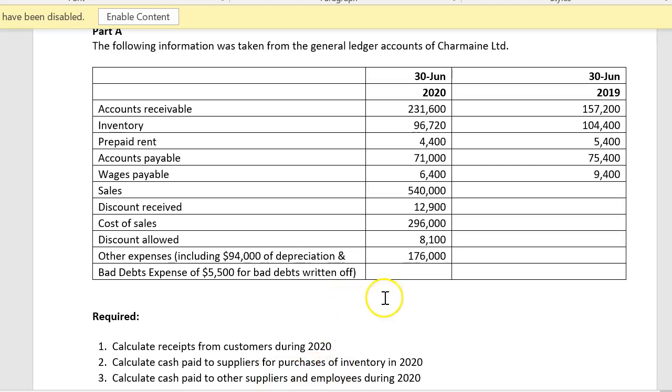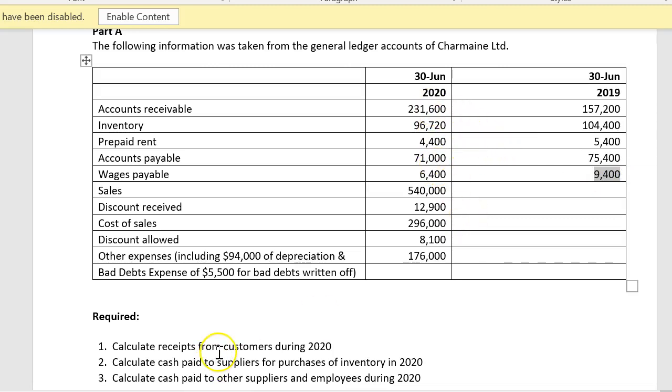Okay, right. Now, when it comes to cash flow statement, make sure you know the formulas. Now you're given 2 balances, 30th of June 2020 and 30th of June 2019. Keep in mind, 30th of June 2019 balance is the opening balance. So this is the opening balance of accounts receivable, which is 157,200. This is the opening balance of inventory, which is 104,400. This is the opening balance of prepaid rent, which is 5,400. And this is the opening balance of accounts payable, which is 75,400. And this is the opening balance of wages payable, 9,400. And these are all closing balances.